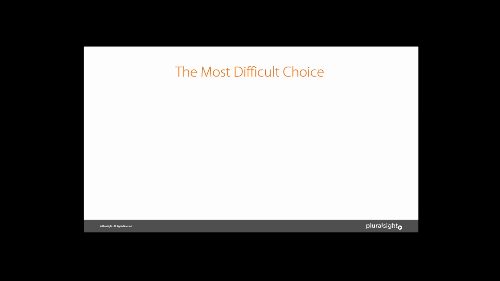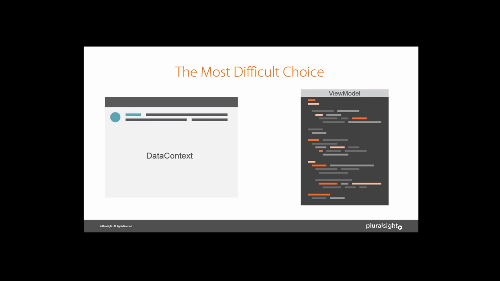Okay, so when dealing with MVVM, remember, MVVM is just view, model, view model. That's all we're dealing with, those three concepts. So we have our view, and of course our view in WPF land has a data context, and then we have our view model. That's all our cool code, right? The most difficult choice that you're going to have to make when you start using MVVM is how do you make that connection from the view's data context to the view model? That's it. That's the hardest choice you're going to make. And from there, it's smooth sailing.